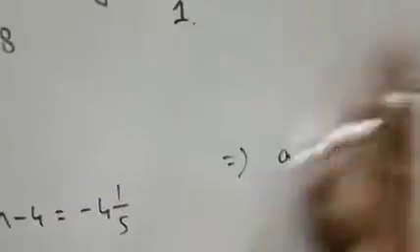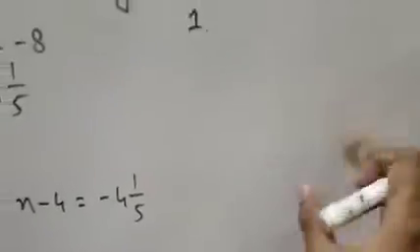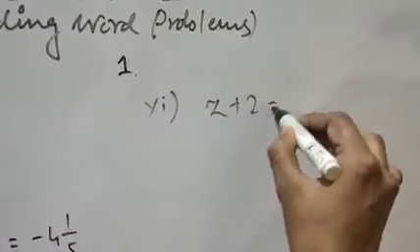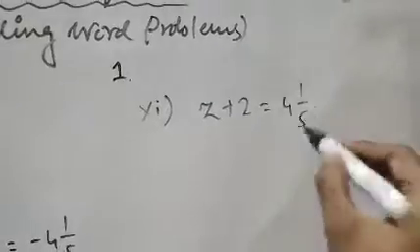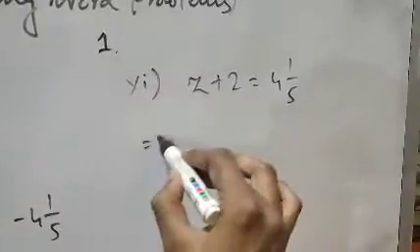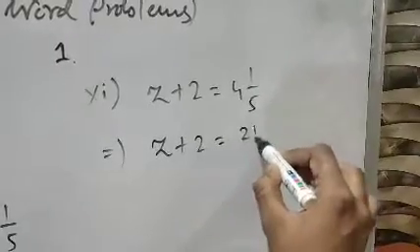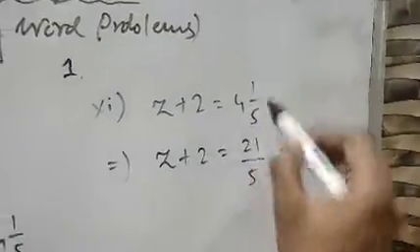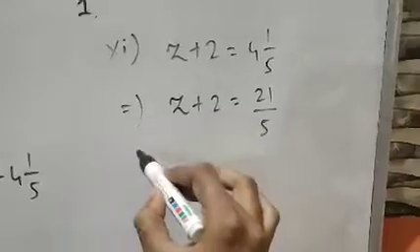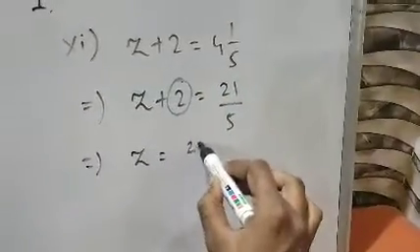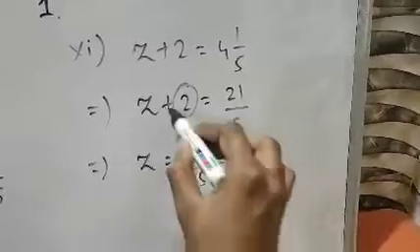Next question, question number 11. z plus 2 equals 4 and 1 by 5. This is a mixed fraction. So we will first convert this mixed fraction into an improper fraction. 4 fives are 20, 20 and 1, 21, so 21 by 5. Next we will transfer this constant part, that is 21 by 5 minus 2, because here the sign is plus.